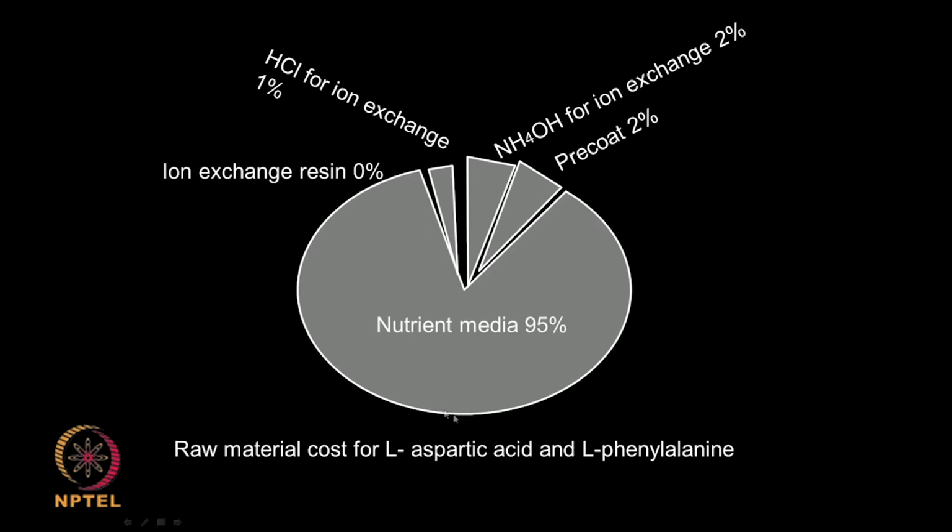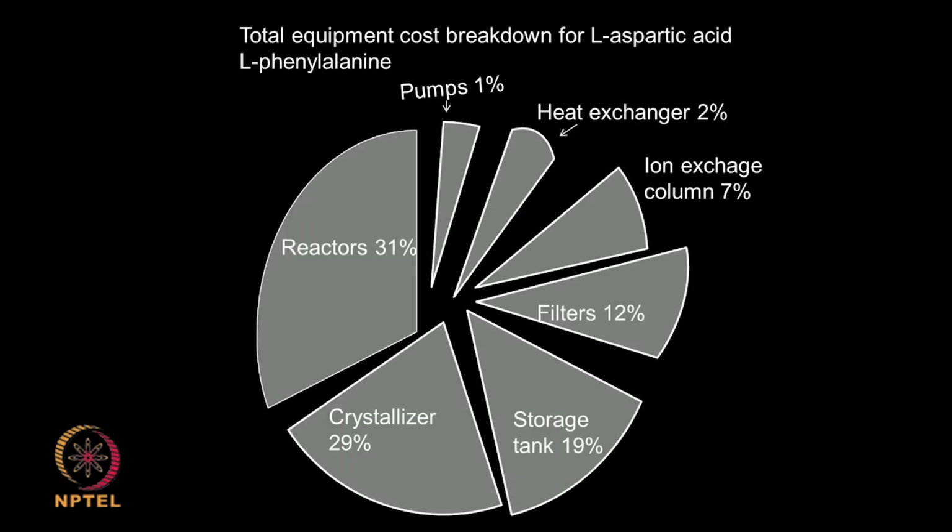Let us look again at aspartic acid and phenylalanine, but the raw material cost. So, if you look at the raw material cost, here 95% of the raw material cost is because of the nutrient, and only the remaining 5% is because of the various raw materials used in the chromatography. So, as you can see, in the previous case as against here, the nutrient media takes up most of the cost here.